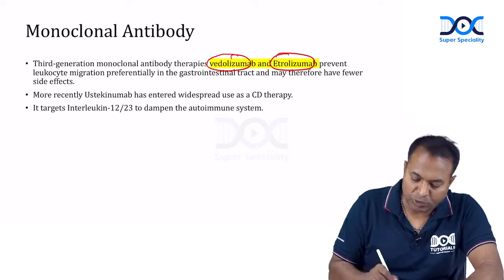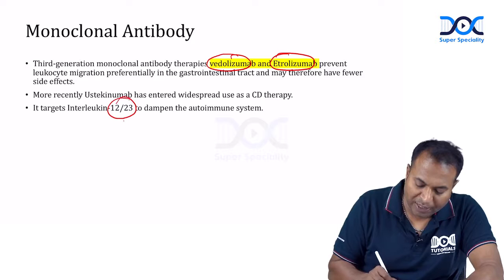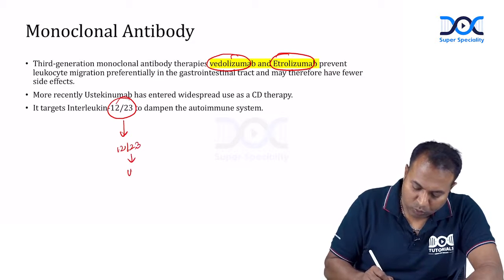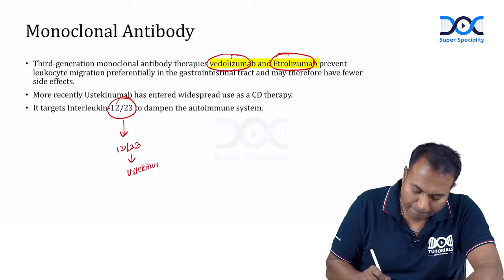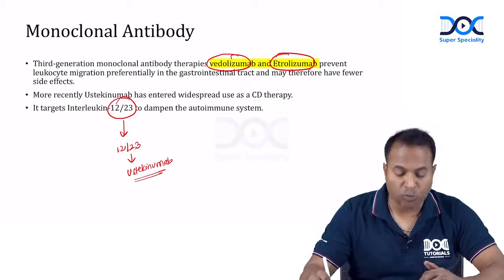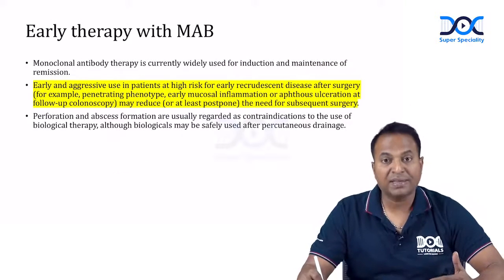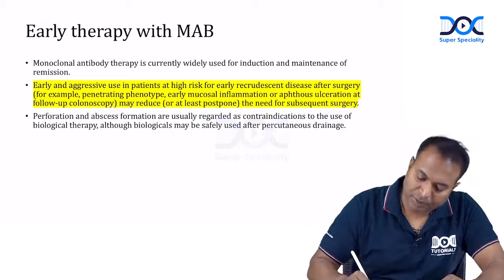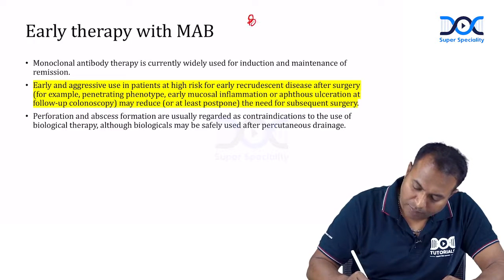More recently, we are using the interleukin 12-23 antibody. Don't forget, the 12/23 antibody is known as ustekinumab. It is also a very recently used monoclonal antibody. So, early therapy with the monoclonal antibody is a new update now. That is called step bottom.